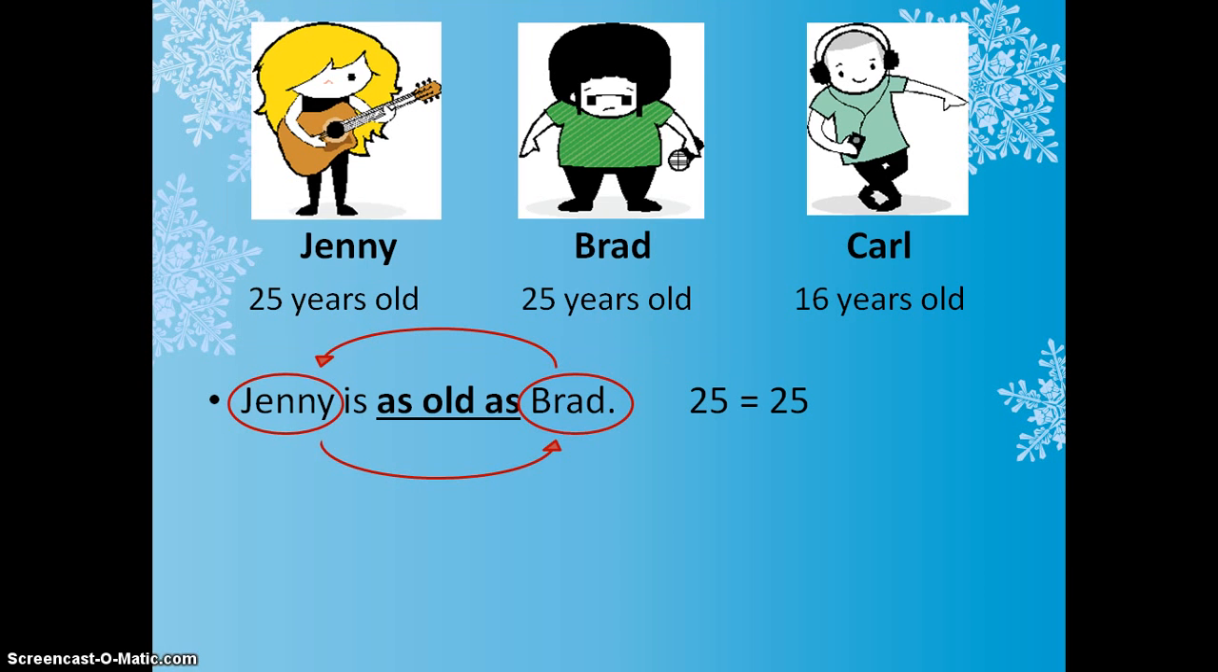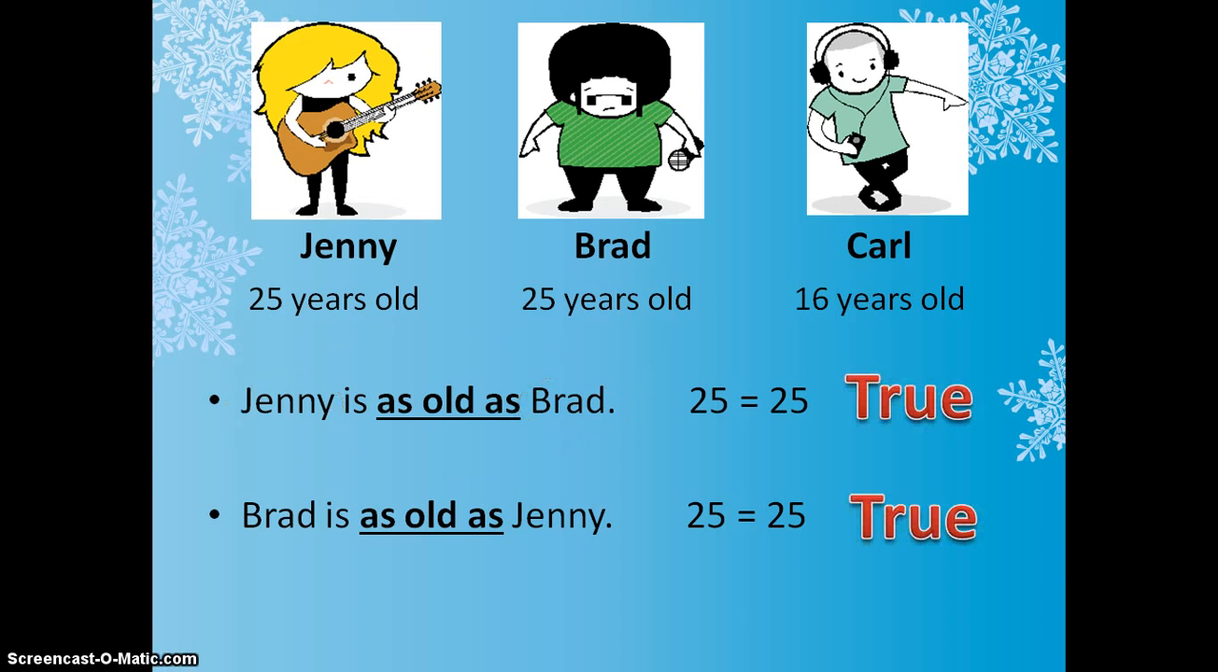Let's look. Can we switch Jenny and Brad in this sentence? Can we say Brad is as old as Jenny? Well, the answer is yes. 25 still equals 25. So both of these sentences are true. Jenny is as old as Brad, and Brad is as old as Jenny.